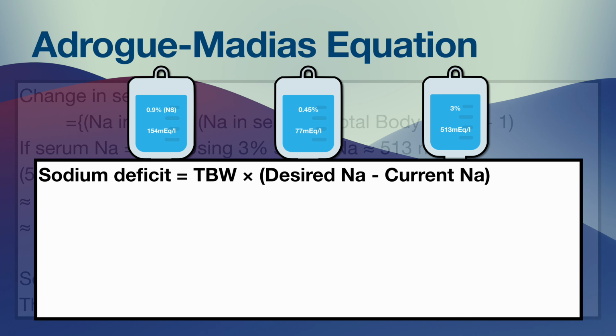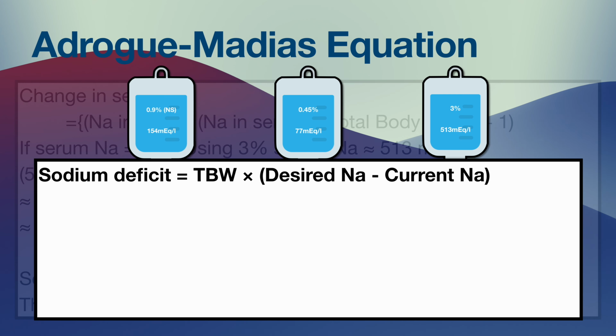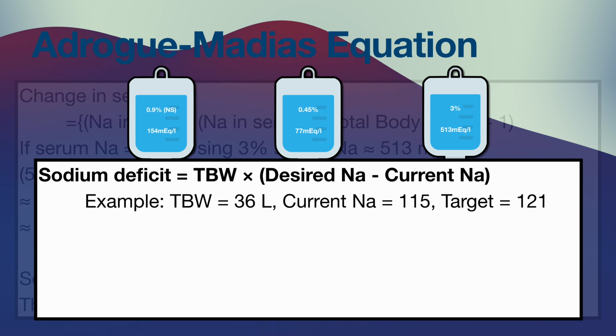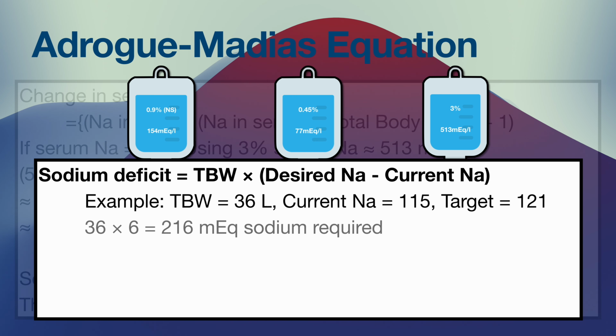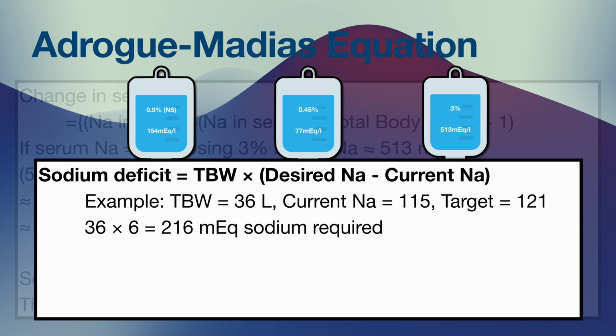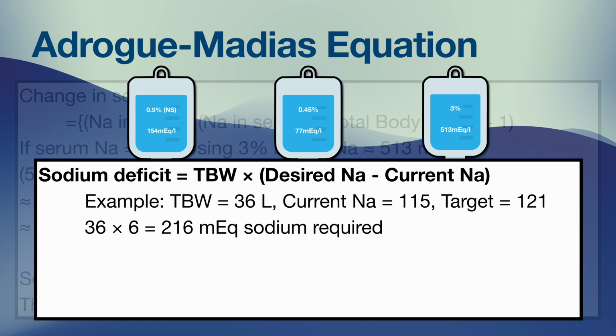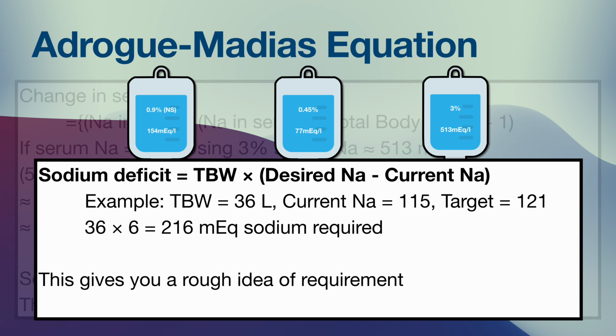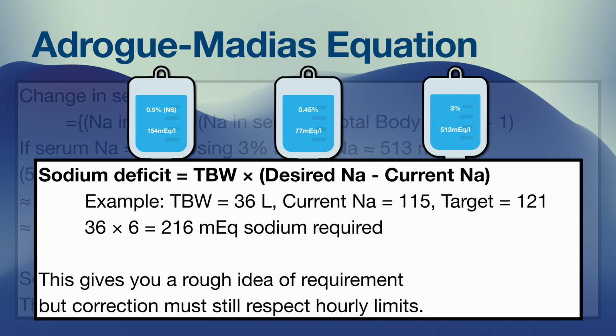Now you also need to know the calculation of total sodium deficit, that is, total body water and difference between the desired and current sodium. So in a 60 kg man, the total body water comes out to be 36 liters, and the difference between the desired and target sodium is, let's say, 6. So the deficit becomes 216. This gives you a rough idea of what fluids to be used and how much. But you should still correct with monitoring.